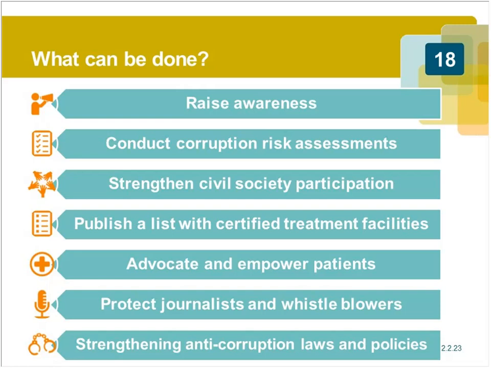So identifying the key decision points in the system will allow us to measure that risk and to mitigate the impact, to prevent corruption from happening and to mitigate the effects of corruption. We can strengthen the participation of civil society when it's organized, when it's knowledgeable about what good quality treatment is, based on scientific evidence and international standards.